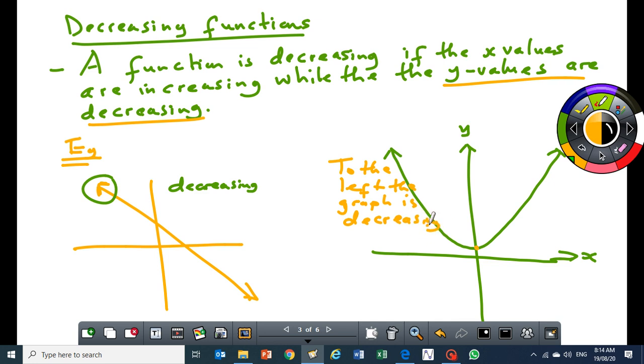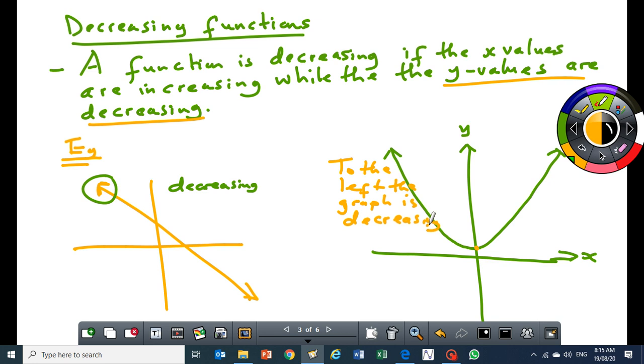And to the right, it is what? It is increasing. To the right, it is increasing. From here, as x values increase, the y values are now increasing. So always check your y values. If the y values are increasing, then it's an increasing function. If the y values are decreasing, then it's a decreasing function.